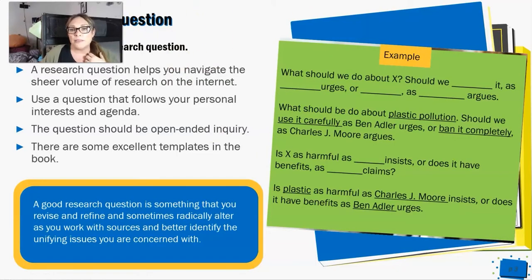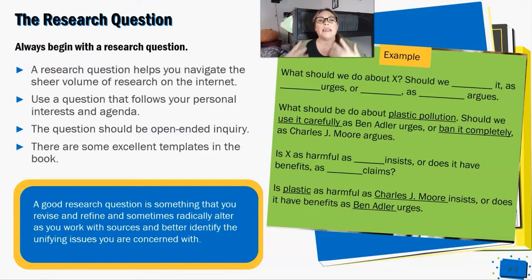So, the best way, right, to do a research paper is to begin with a research question. So always begin with that. A research question helps you navigate the sheer volume of research, either on the internet, on the databases, everywhere. Use a question that follows your personal interests and agenda. So this is very similar to what we were doing with the summary. Where you plan on going with your essay or where you think you want to lead, that's where you start with your question, knowing full well that sometimes your question is going to change multiple times. The question should also be open-ended, should be something that you can really query, right, in inquiry.